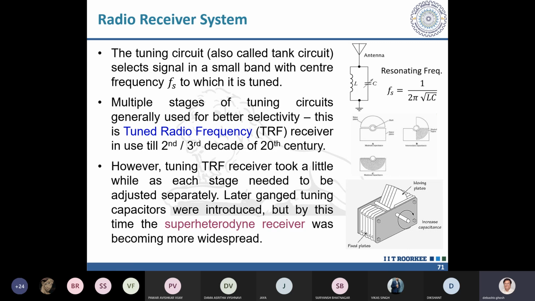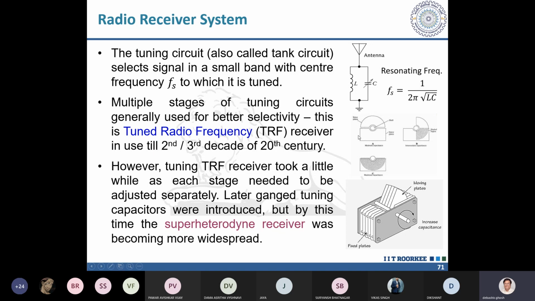Now, here I have shown that for selecting a particular channel, I can change my Fs by changing the C. We generally don't change L, we change only C. How is it done? Now it is done by a capacitor like this. It is a parallel plate capacitor. You know parallel plate capacitor, you have studied.